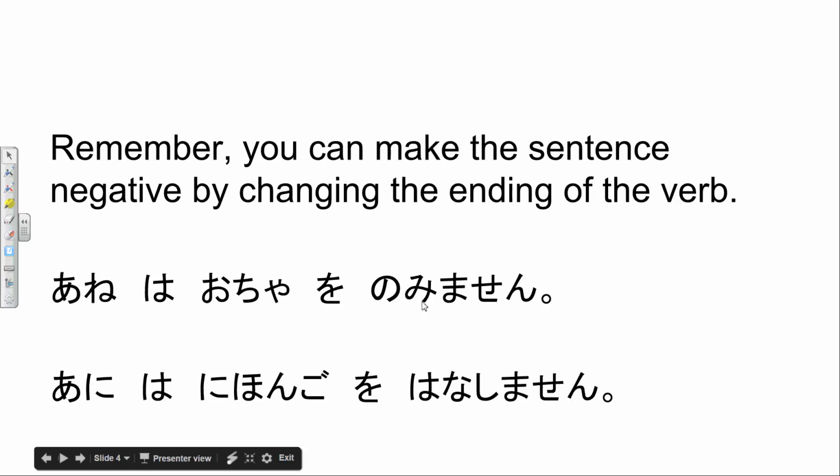You don't have to worry about changing the verb at all based on the subject. That's one feature of Japanese. It's easier than a lot of European languages. It's always nomimasen, nomimasu, no matter who you're referring to.